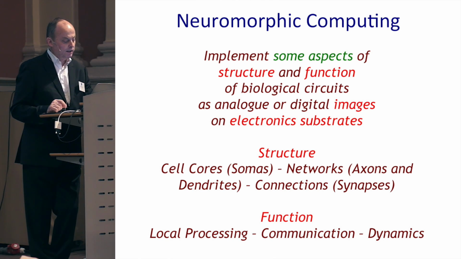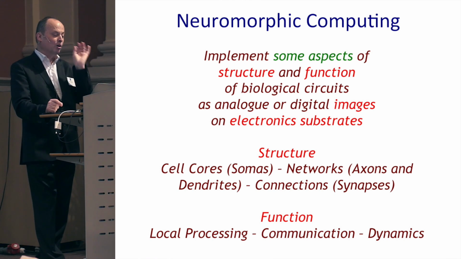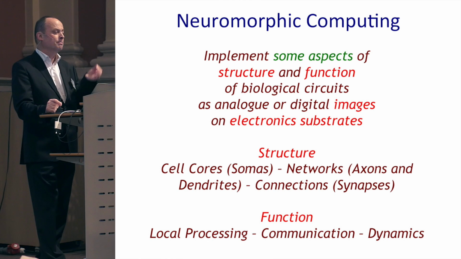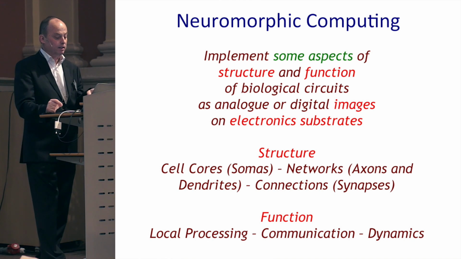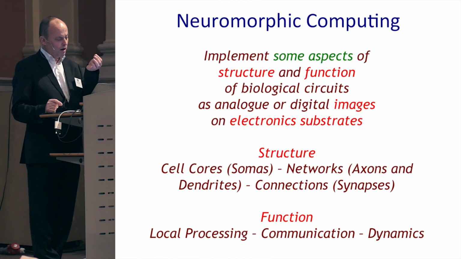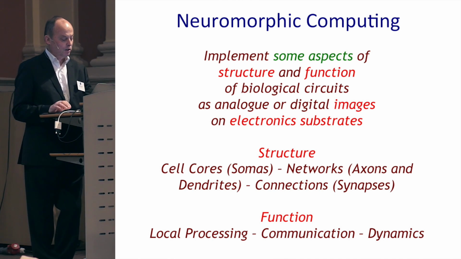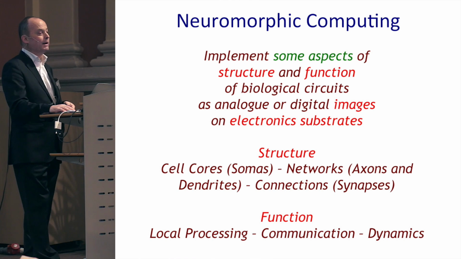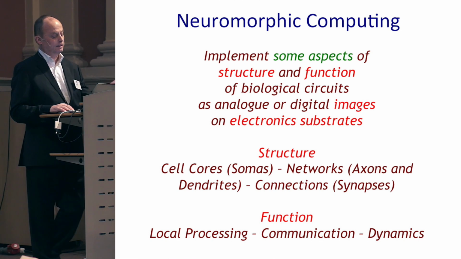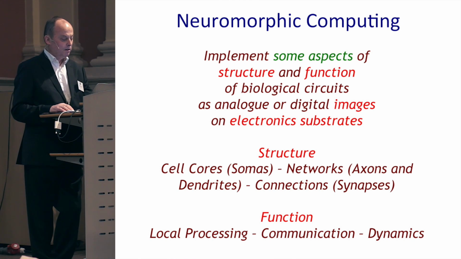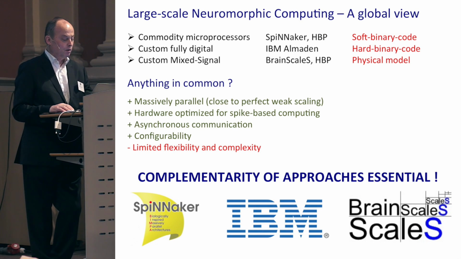Function means local processing, communication by spikes. This is what essentially all neuromorphic systems do at the moment. It may be wrong. It can be discussed. I will discuss it a little bit. But this is what everybody does at the moment. They all say these cells communicate by these action potentials. And then, most importantly, the dynamics, which means the plastic processes, the learning and the developmental things, the rewiring, for example. So this is a very loose definition of neuromorphic computing.